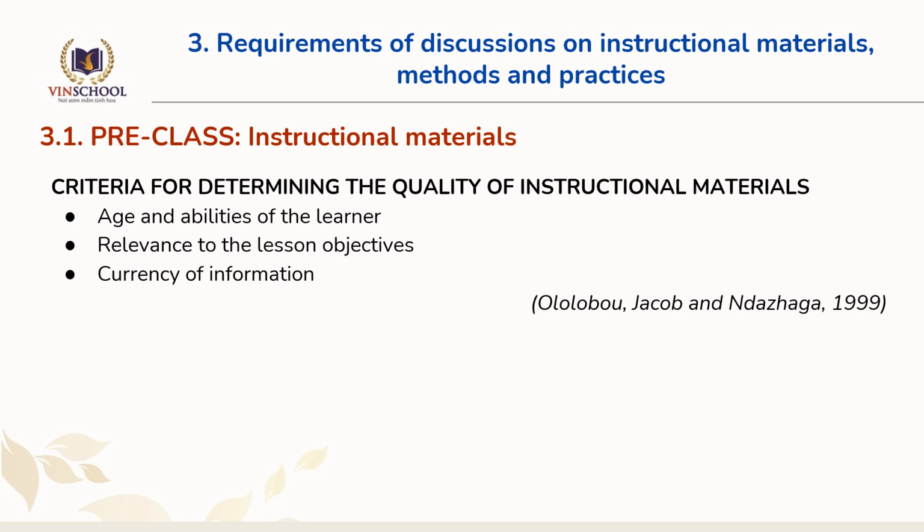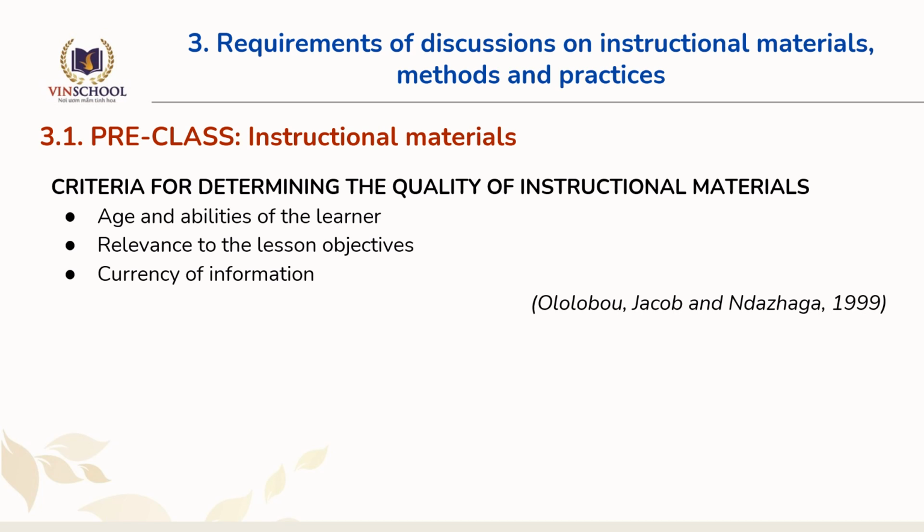According to Ololube, Jacob, and Dejaga from 1999, some of the things that teachers must consider before selecting instructional materials include consideration for the age and abilities of the learner. It is very important for the teacher to put into consideration the age and abilities of his or her students. If the instructional materials chosen and used are above or below students' level and inappropriate for their age, it can inhibit learning rather than promoting effective learning.